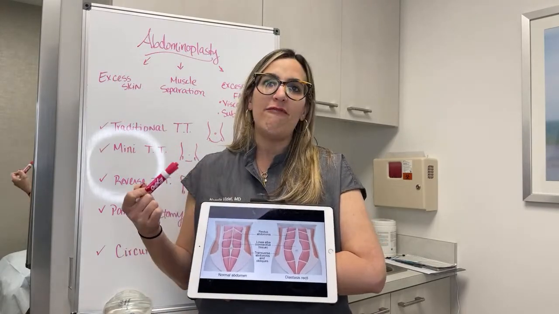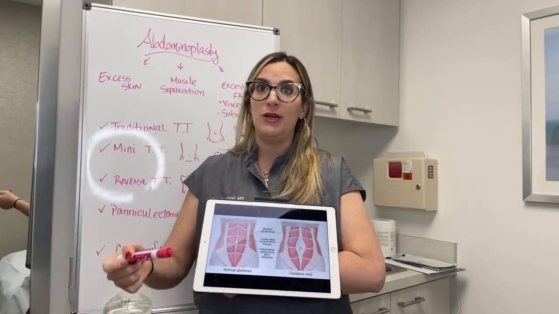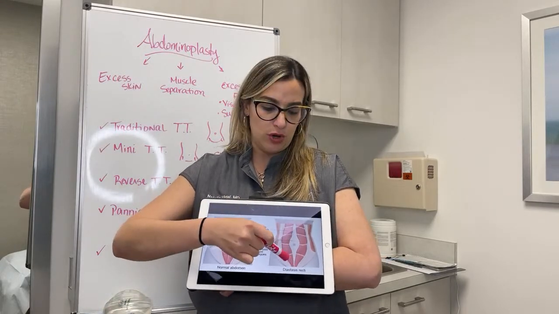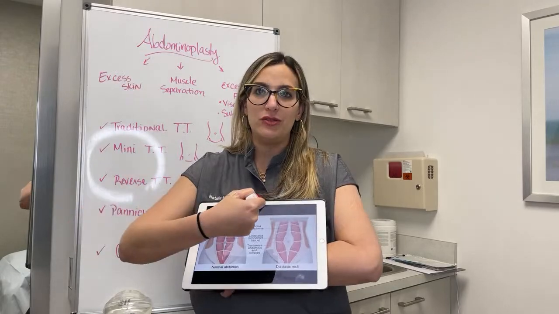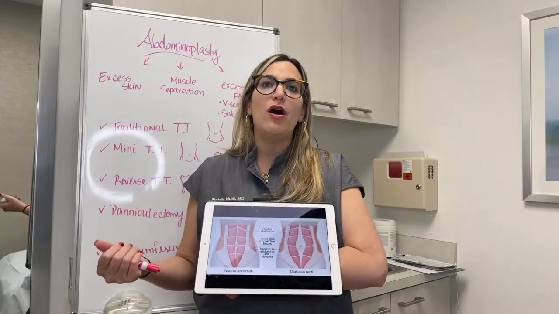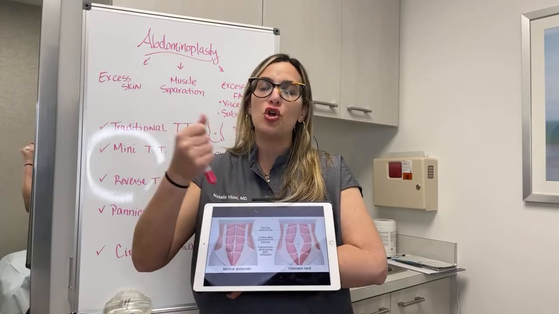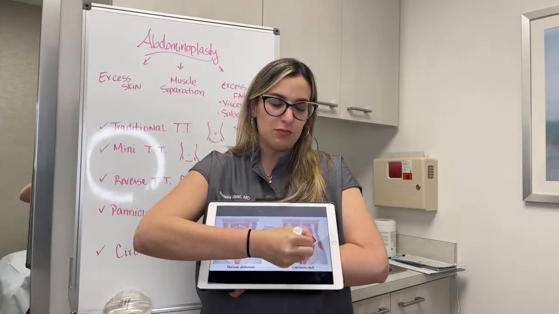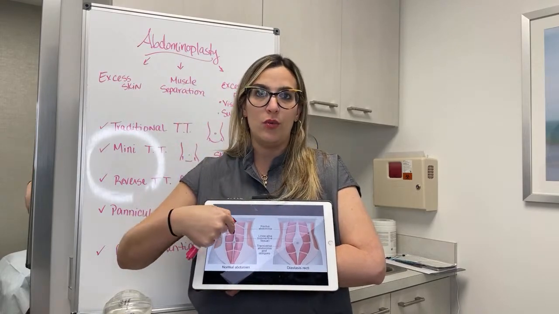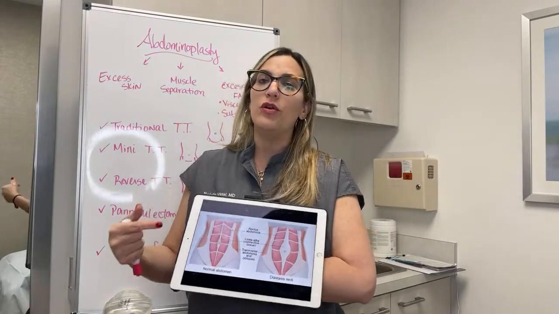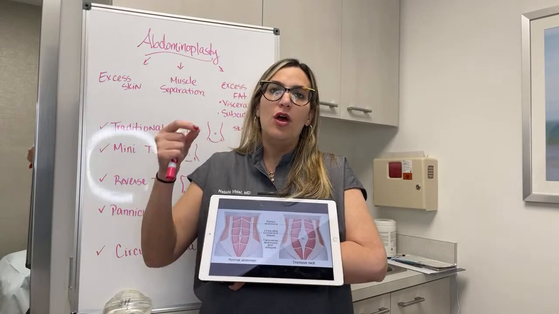This is not going to get fixed by working out, unfortunately, because with this separation, when you work out, these muscles can contract, but it's not going to bring them back to the middle. The only way of bringing them back to the middle is surgically stitching them back to the middle and making this linea alba thinner, how it was. And this is one of the most important aspects of a tummy tuck.